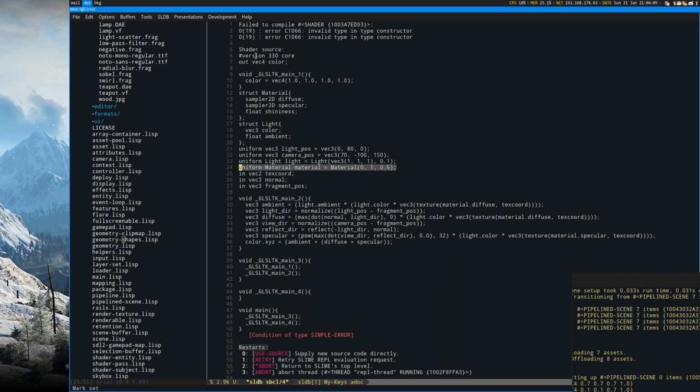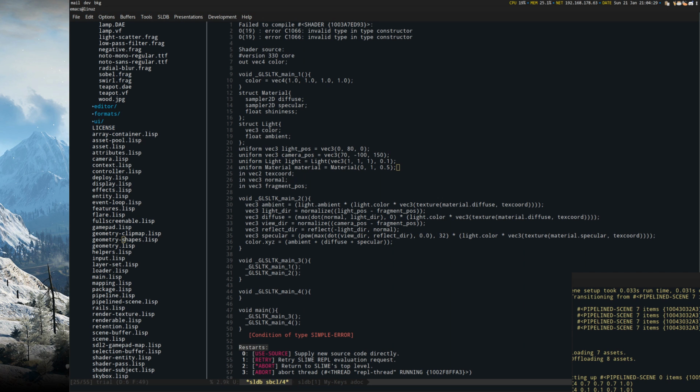24, 19, 6. Well, that's 25. That doesn't make any sense. Oh, plus 5. Yeah, that's this line, not this one. This one is fine, apparently. Invalid type construction. Why? I don't get this. Struct sampler to the default.